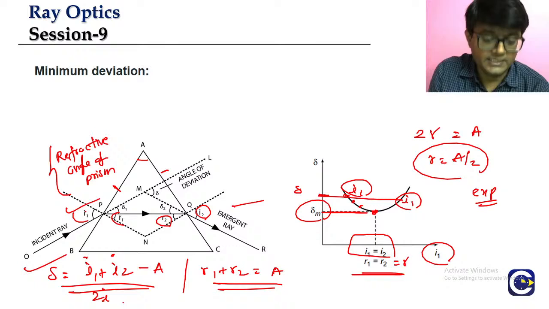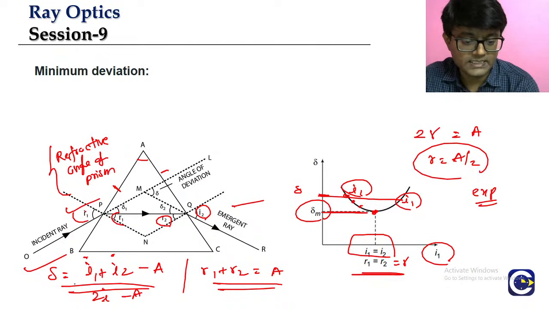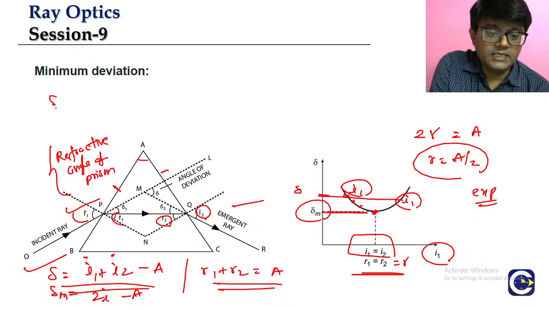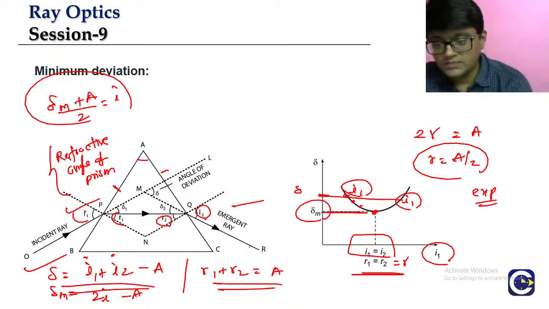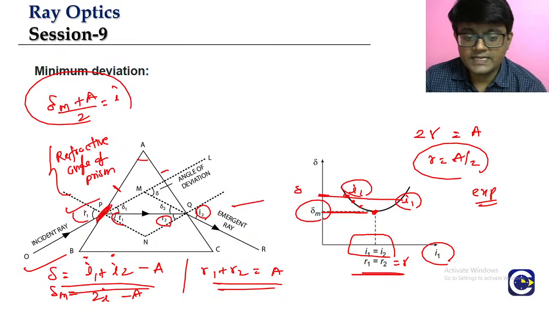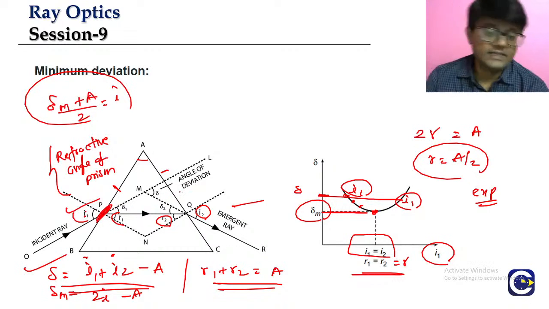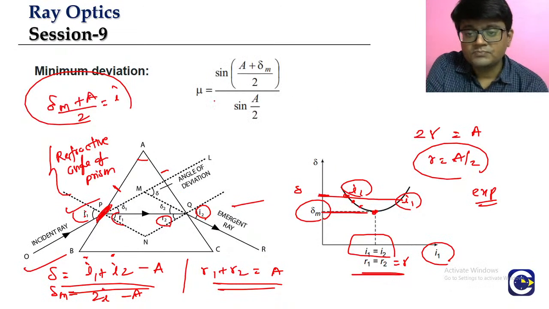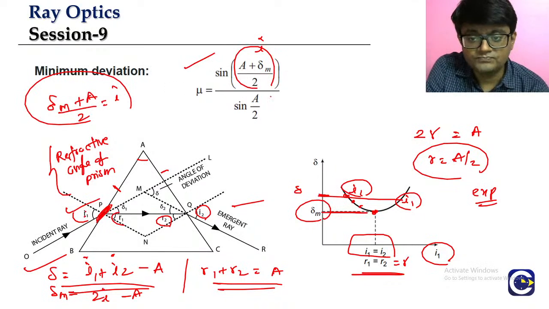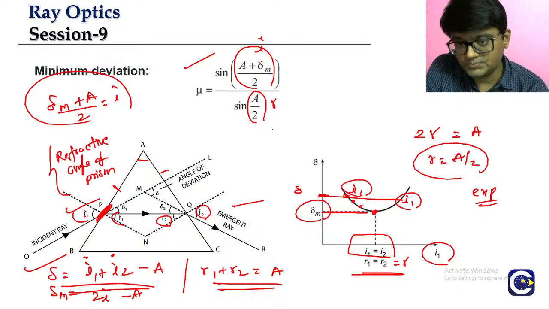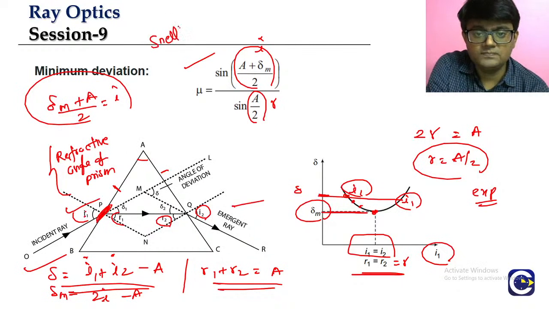Let us call it I. So 2I minus A is equal to delta minimum. From here we get I equal to delta minimum plus A divided by 2. Now if we apply Snell's law at the first interface, where the angle of incidence is I and the angle of refraction is R, we get mu equal to sine I divided by sine R, that is, sine of A plus delta minimum by 2 divided by sine R.